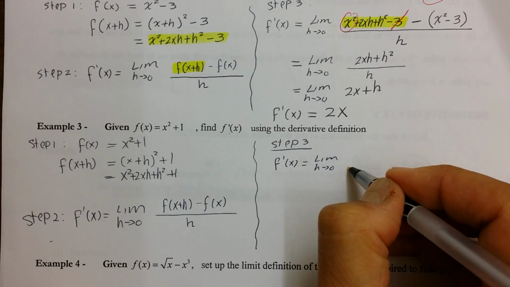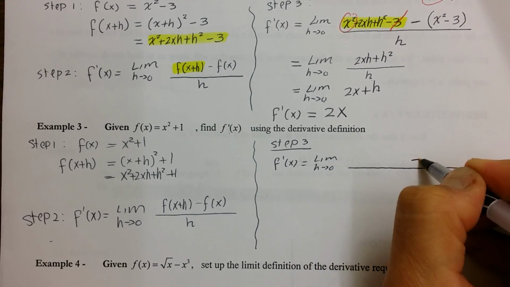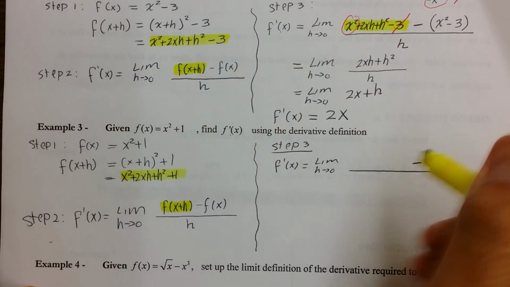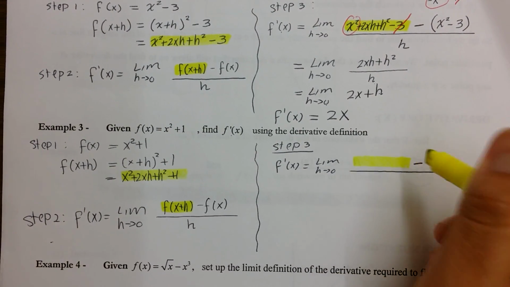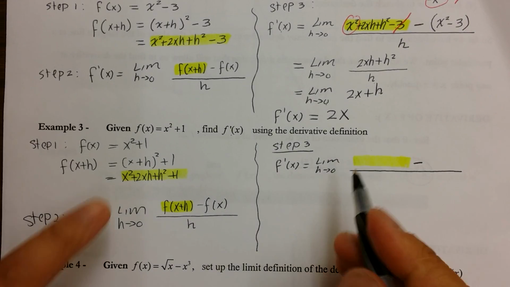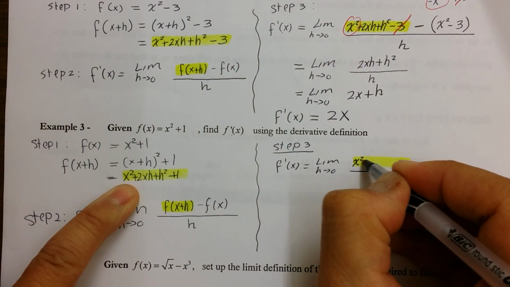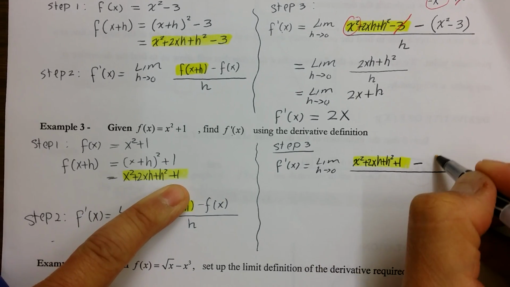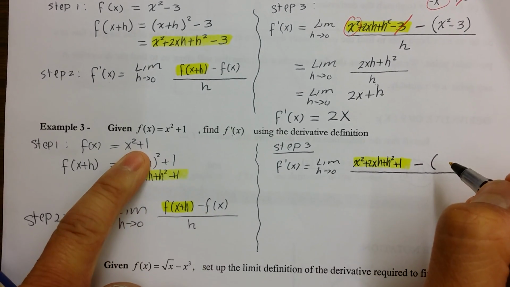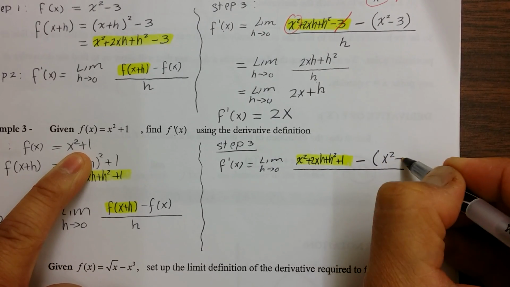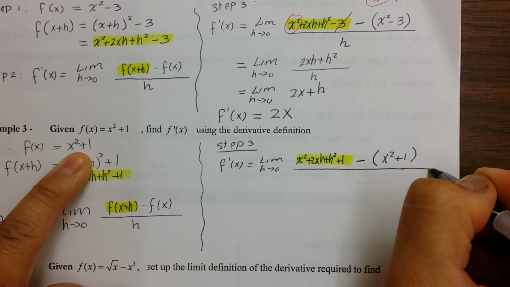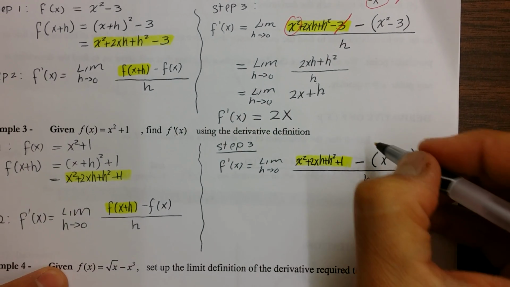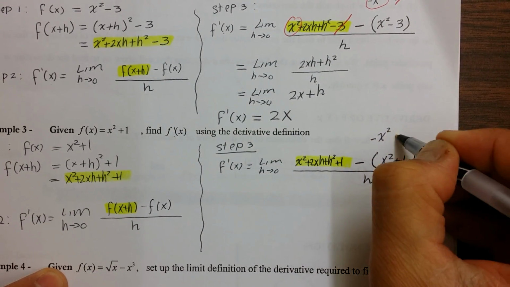What are you plugging in? Well, you're plugging in the value for f of x plus h, which will go before the minus sign, right? Very important. So x squared plus 2xh plus h squared plus 1. Don't forget that minus f of x. f of x is x squared plus 1. So you have minus x squared plus 1, like that, over h. Distribute the minus sign, and you're going to get negative x squared minus 1.